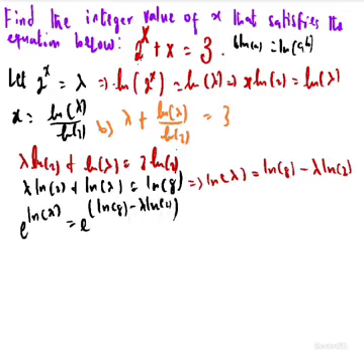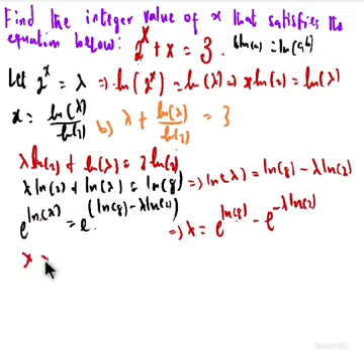So e raised to the power of natural log of lambda definitely should give us lambda. And if you apply the law of indices right here, you're going to have e raised to the power of natural log of 8 multiplied by e raised to the power of negative lambda multiplied by natural log of 2. And e raised to the power of natural log of 8 definitely should give us 8. So we're going to have lambda equal to 8 multiplied by e raised to the power of negative lambda natural log of 2. Let me just leave that for now.